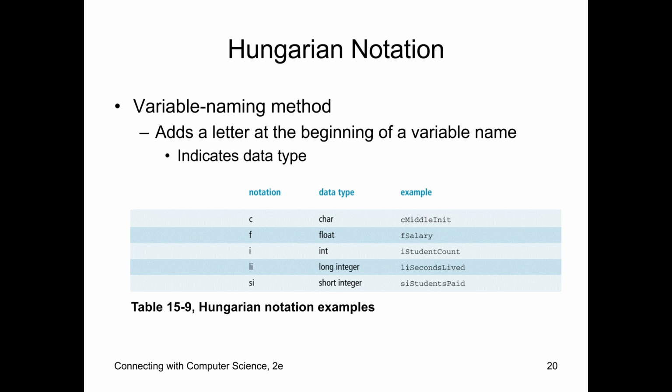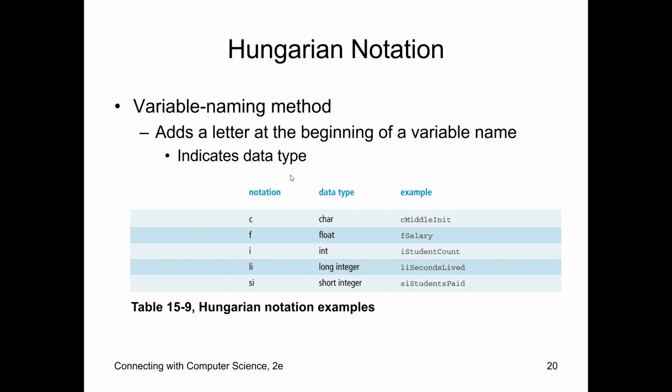A lot of times they use what they call, now they'll use camel case or some other naming convention, but Hungarian notation came out and said use the C character, F, I, as you can see here, LI, and just by looking at a variable name, so for instance C middle int, you knew this was a character, you knew this was a float, an integer, a long integer, a short integer, etc.